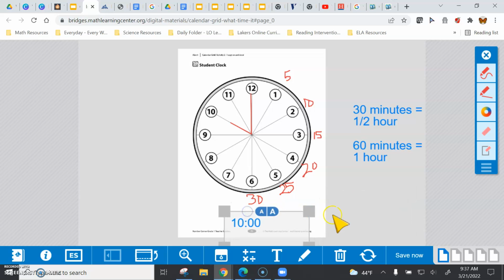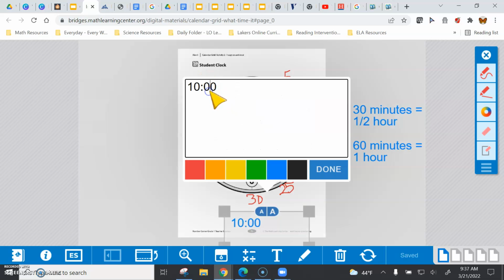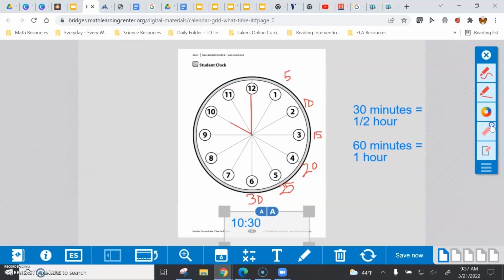10 o'clock. But what if we wanted to show that 30 minutes or half an hour of time had passed by to move from 10 o'clock to 10:30? I could change it on here to show 10:30. I'd also have to change it on the clock itself, which means the little hand and the big hand would not be drawn on those numbers. The big hand would be 30 minutes into the hour.